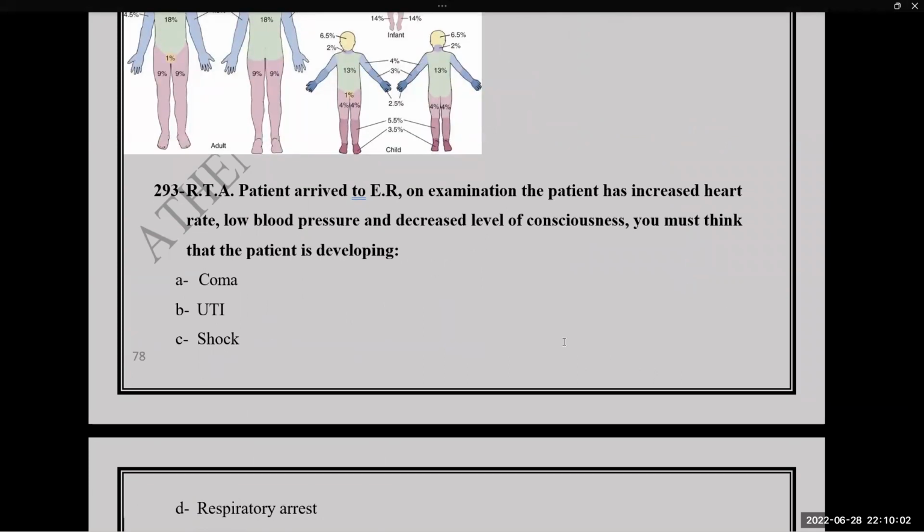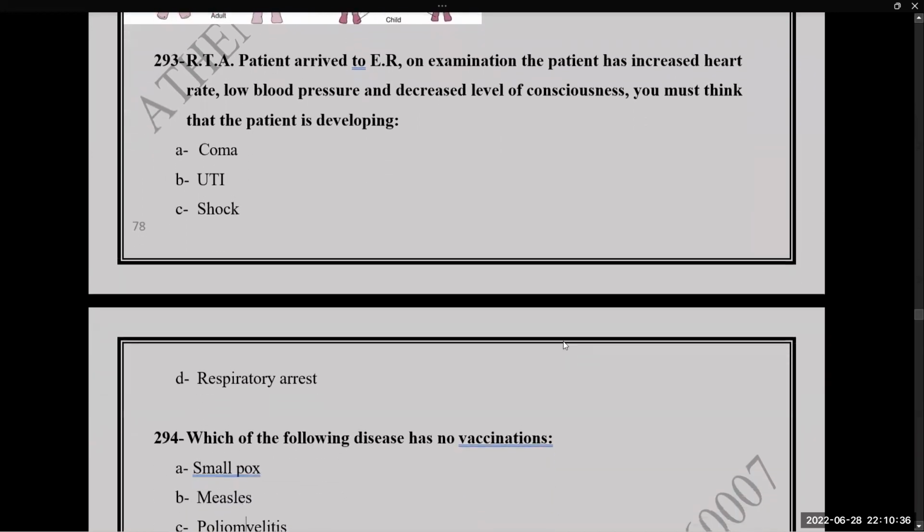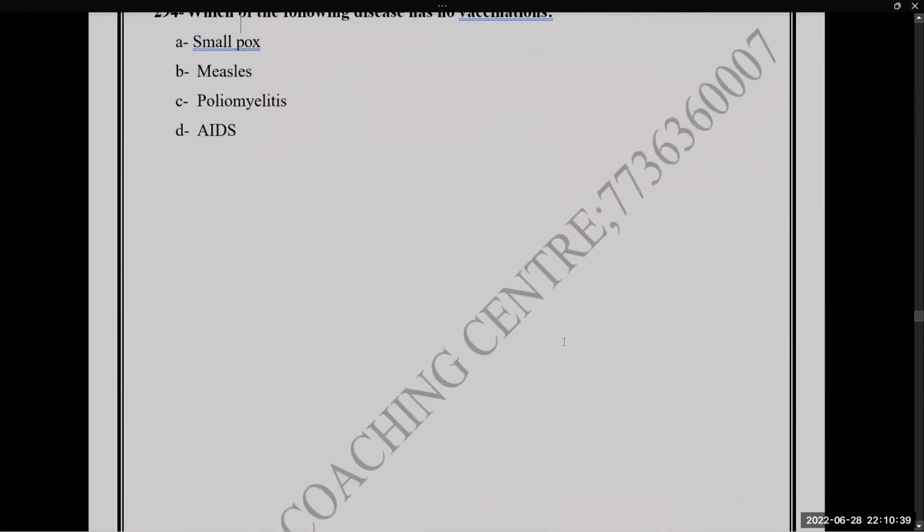In a road traffic accident, a patient arrived in the emergency department. On examination, the patient has increased heart rate, low BP and decreased level of consciousness. You must think that the patient is developing dash. Shock. Yes, shock. What kind of shock? Hypovolemic shock. Exactly.